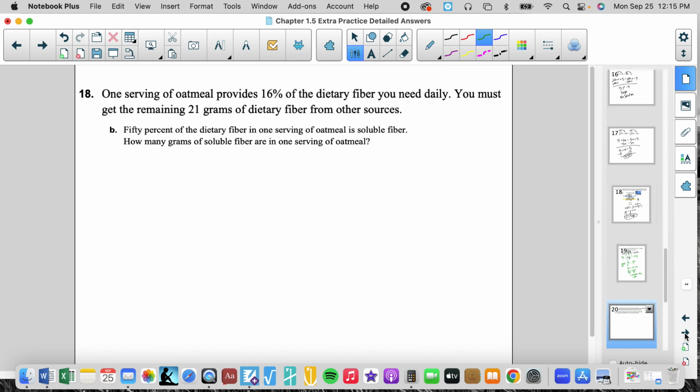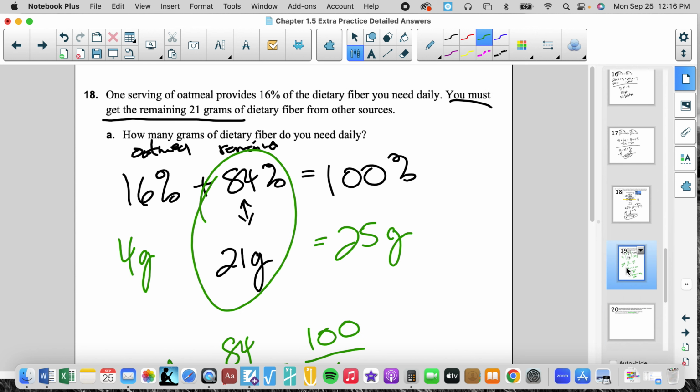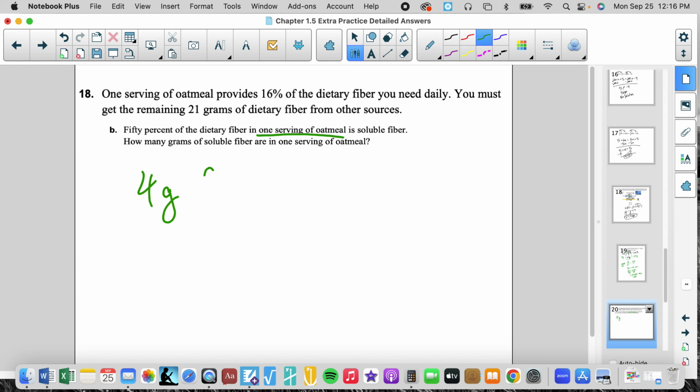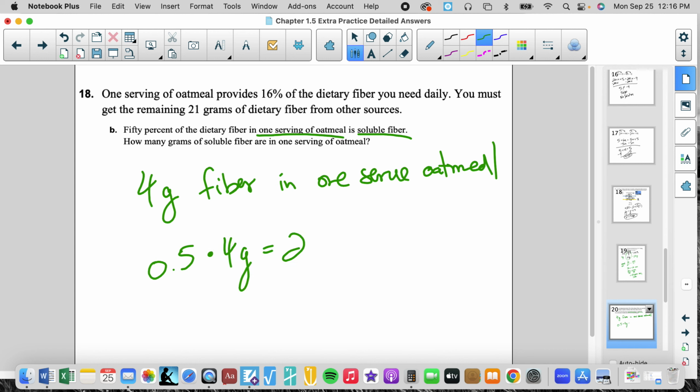Okay, so 50% of the dietary fiber in one serving of oatmeal is soluble fiber. So we know that there's 4 grams of total fiber in one serving of oatmeal, and 50% of that is soluble fiber. So 0.5 times 4 grams would give us 2 grams of soluble fiber. How funny is that?